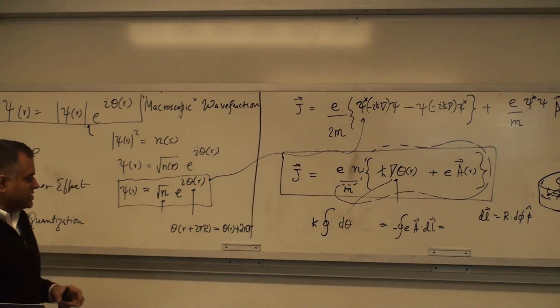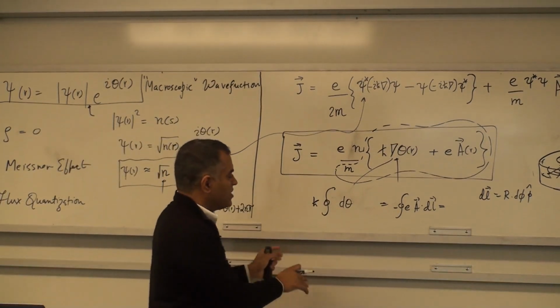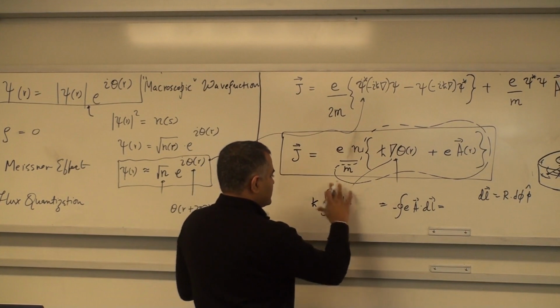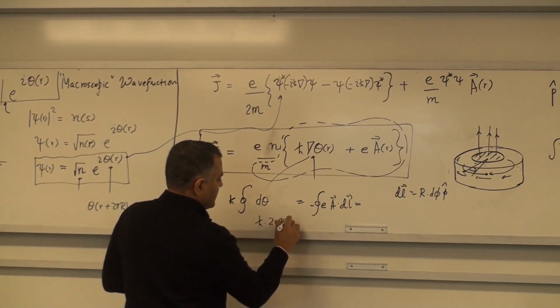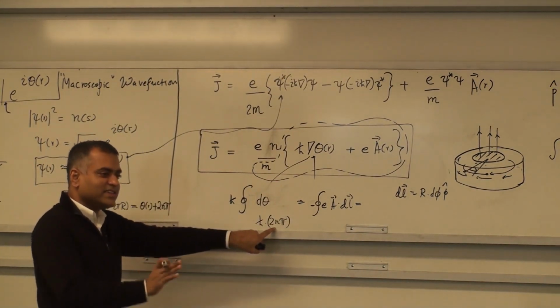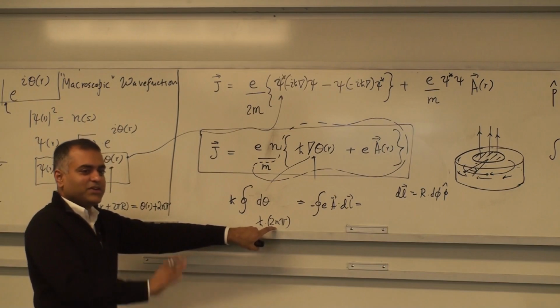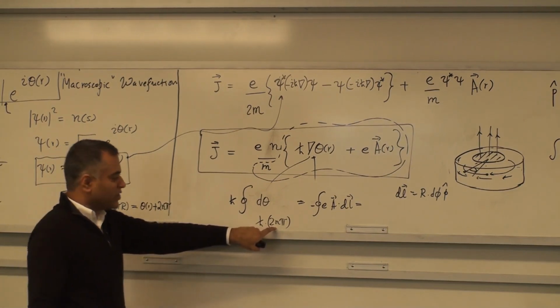This little twist is what immediately leads to flux quantization, because what it's saying is that this integral is equal to h bar times 2n pi. It's not 0. It's equal to h bar times 2n pi. 0 is one of the possibilities, but it's not the only possibility. That's the important point here.